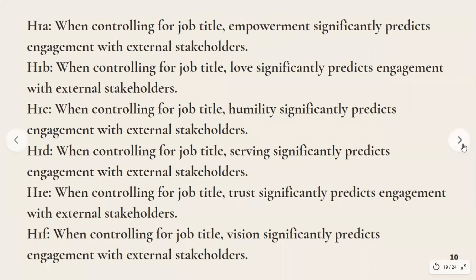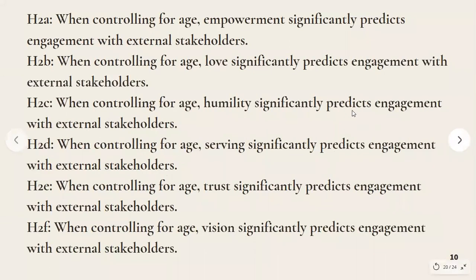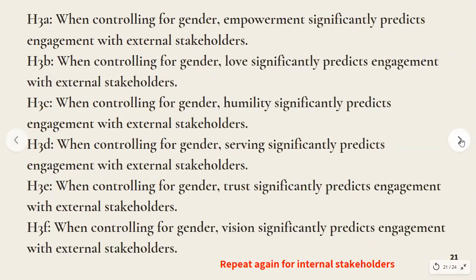Okay, now I'm going to just take the same set of hypotheses. You could literally copy paste. And here we go. Now we just change it to H2, A, B, C, D, E, F. And we're going to change the job title to age because that was our second control variable. And then we're going to do the same thing for gender. So you change your numbering to H3 and you change your control variable to gender. All the rest stayed the same.